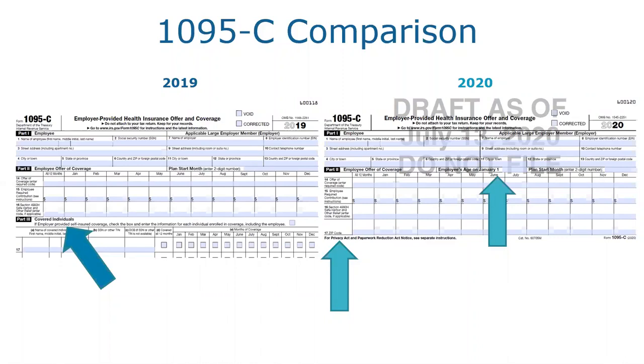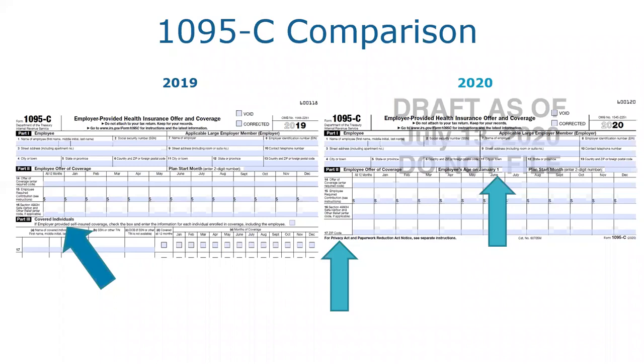On the 2020 form, there is now a box for employees' age on January 1st. And they've also replaced line 17. For 2020, line 17 will be to indicate the employee's zip code.